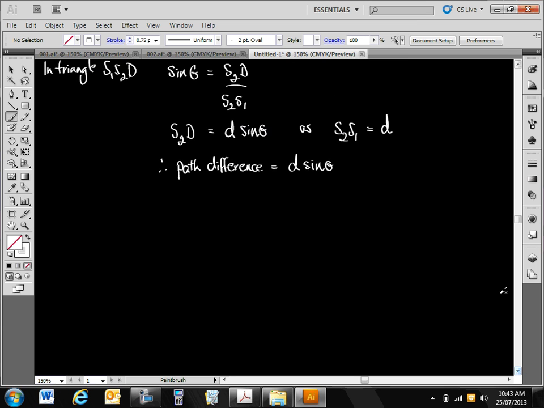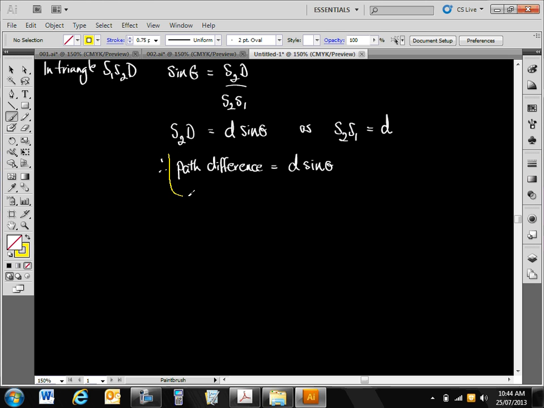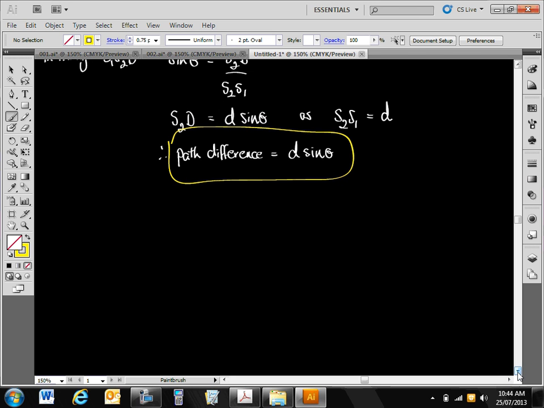Next thing, we're going to move on. Okay, so that's an important one. Path difference is equal to d sine theta. One last thing, and then we'll do a problem.